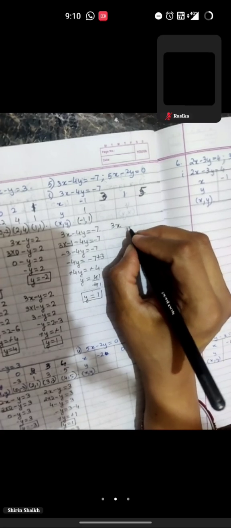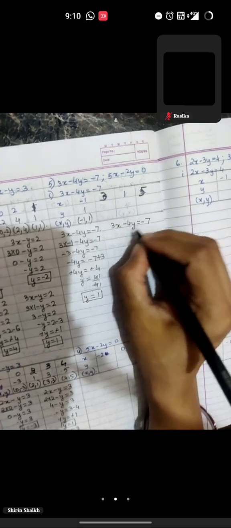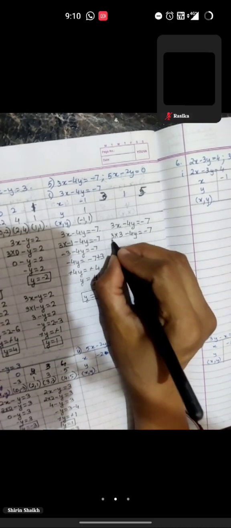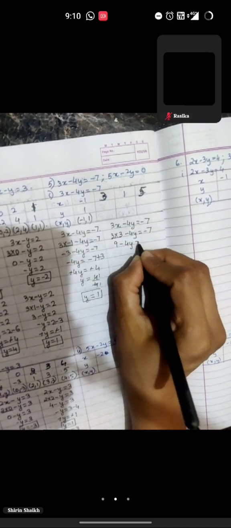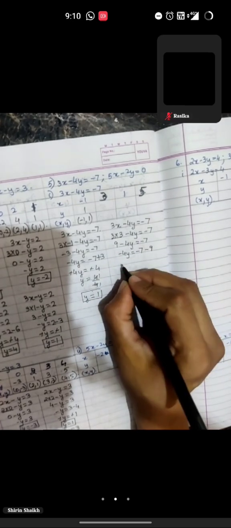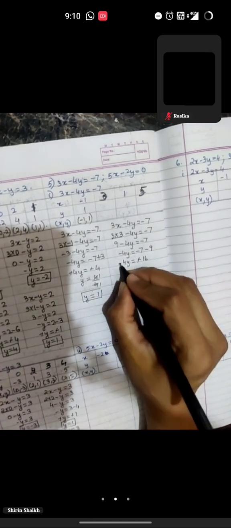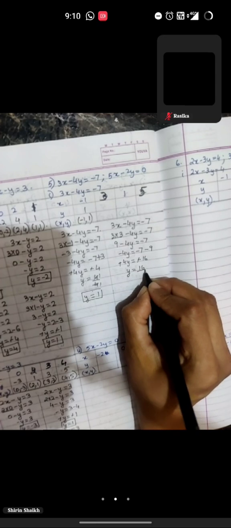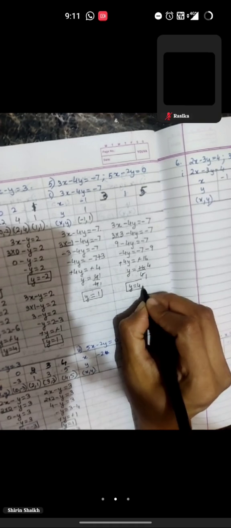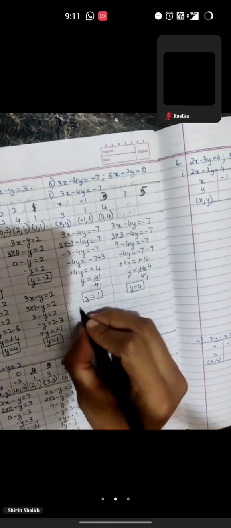Next I am taking x as 3. 3 times 3 is 9. Minus 16, the minuses cancel. 16 upon 4, 4 fours are 16, y is 4. So when x is 3, y is 4.